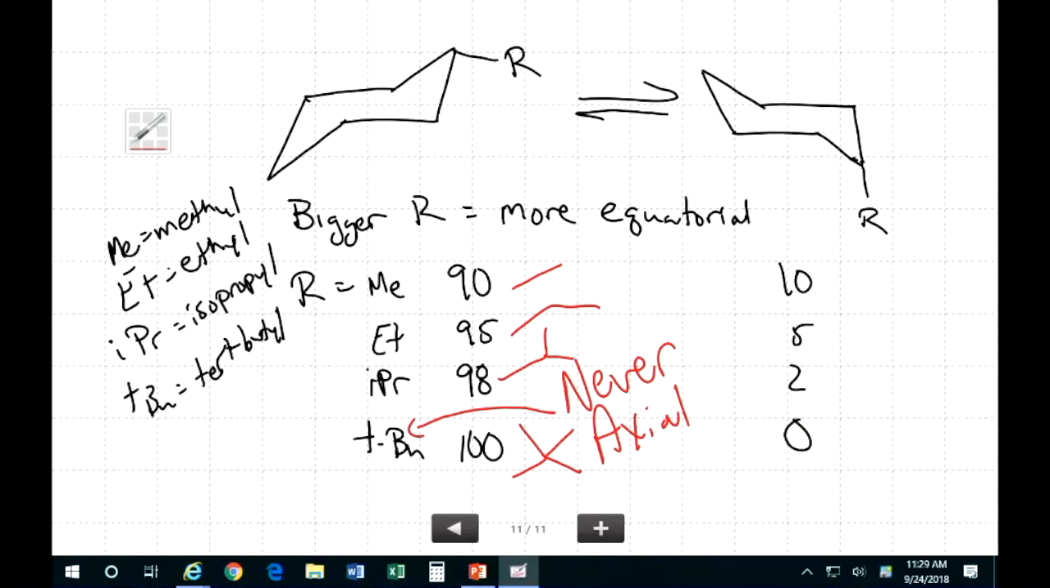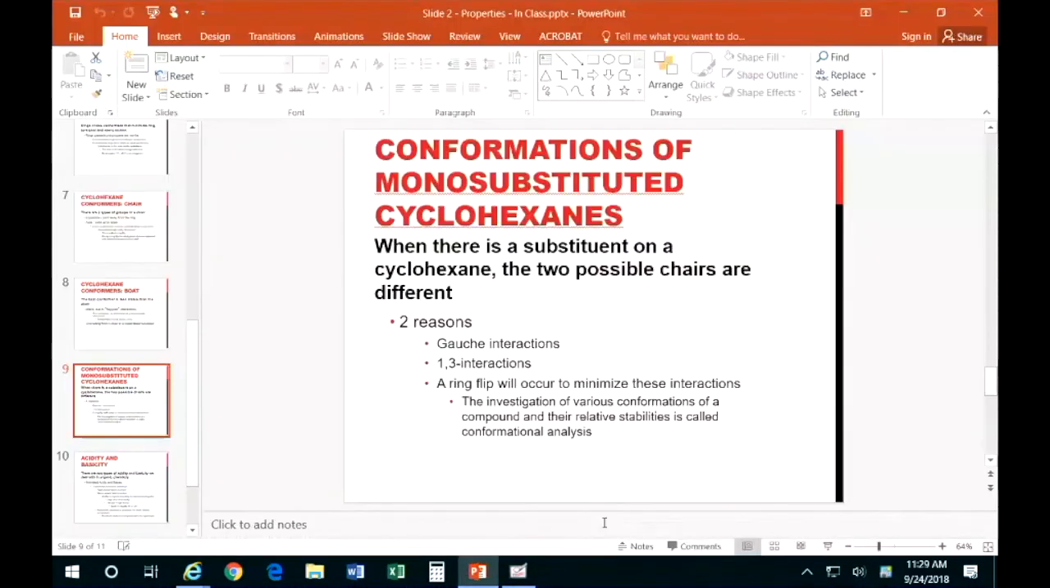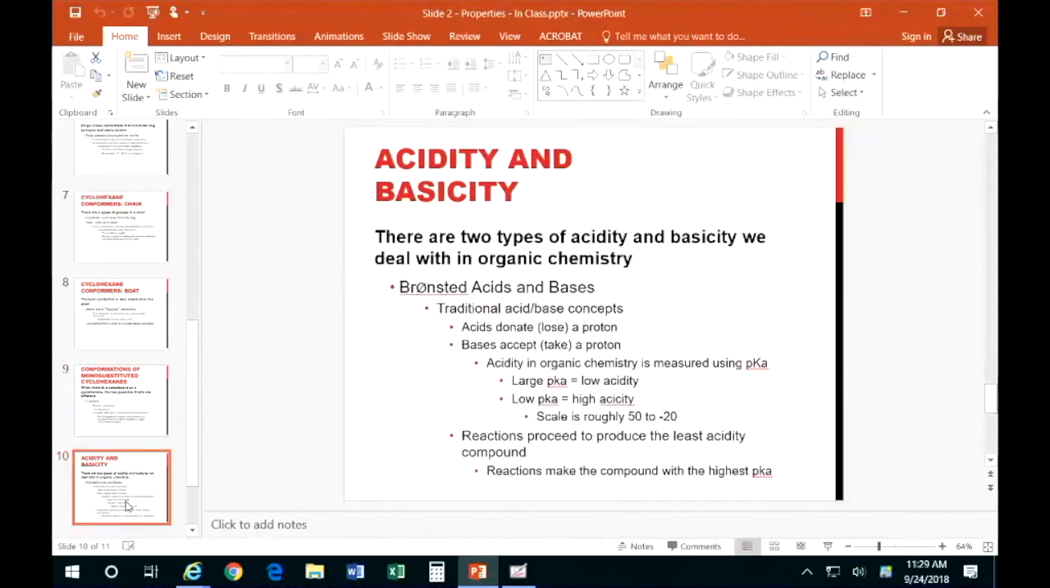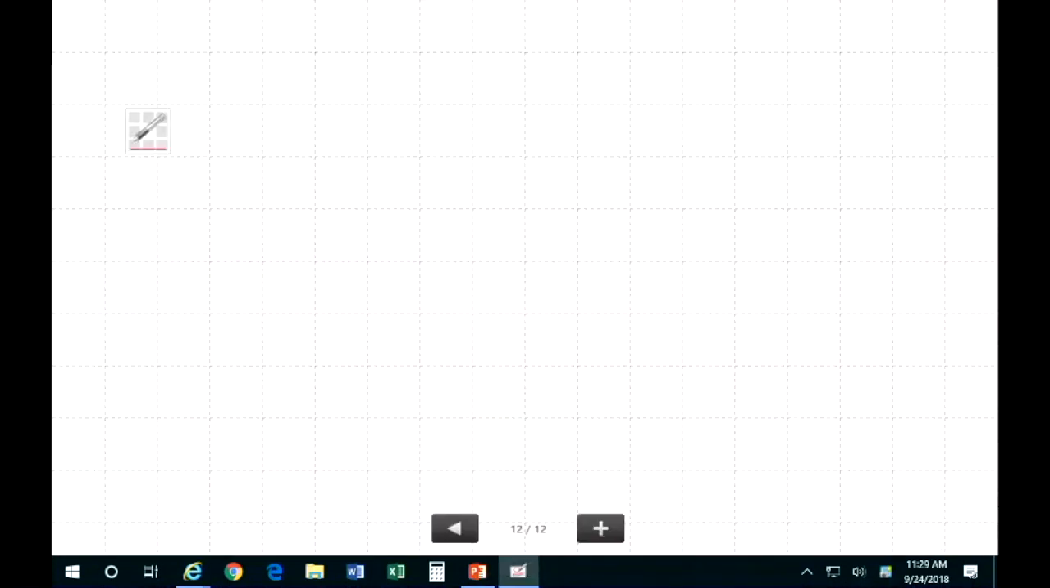All right, so we're going to finish up these physical properties by doing a little bit, I don't do a lot, a little bit of acid-base discussion. So we're going to define our 2 types of acids and bases. The first type are Bronsted acids. So we're going to talk about acids and bases.